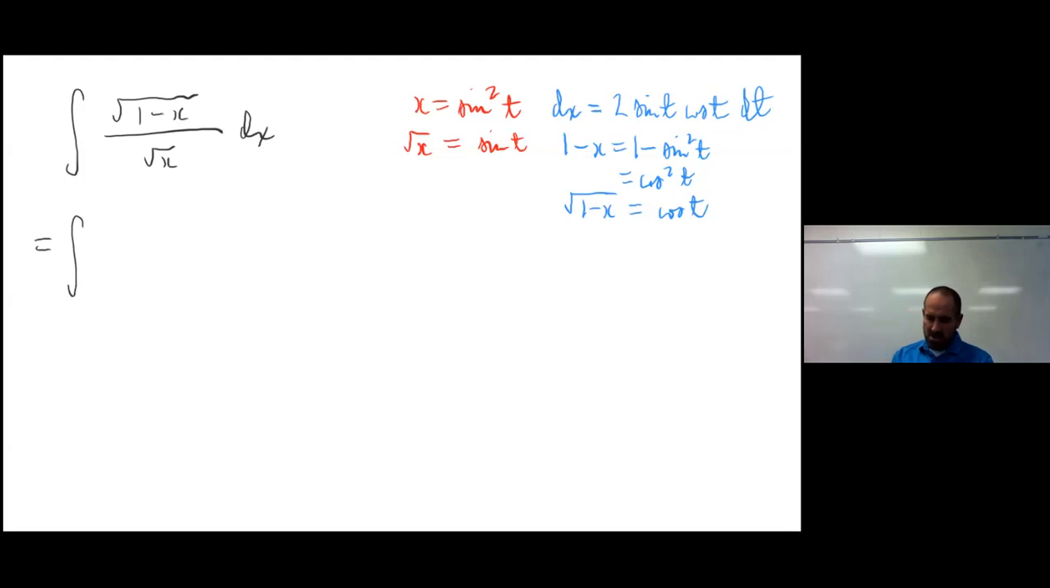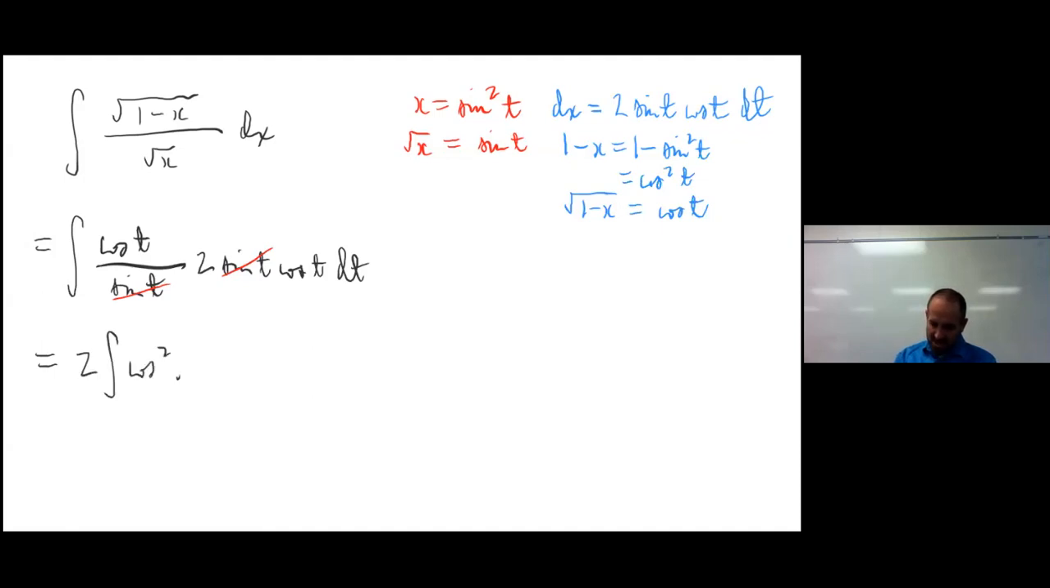It's going to be cosine of t over sine of t. Excellent. dx is simply 2 sine of t cosine t dt. And the sines cancel, right? And what do we end up with here? I will make you one way or another remember some stuff, right? So 2 comes out. We have the integral of cosine squared of t dt.